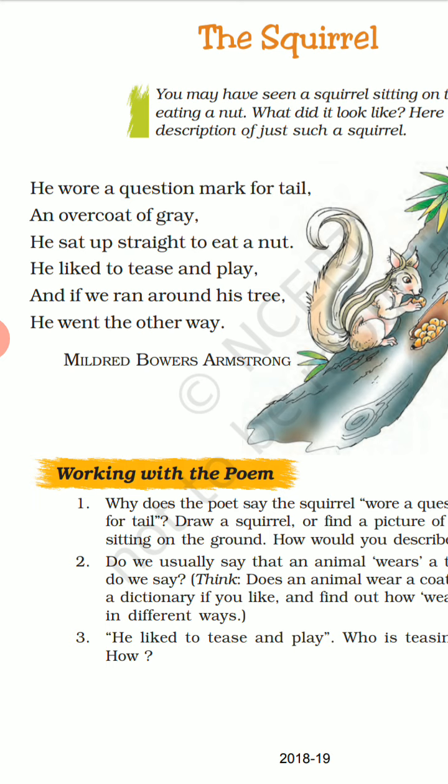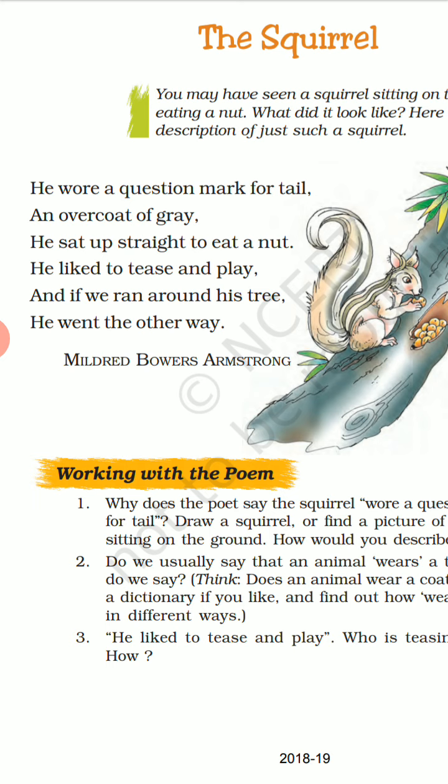So as I said before, this poem is very simple. The poet saw a squirrel sitting on a tree and eating nuts. Its tail was raised upwards with a tip pointing downwards, so the tail seemed to be making a question mark. And it also had a gray coat. It was so loose that the poet calls it an overcoat. And in order to eat a nut, the squirrel was sitting straight.